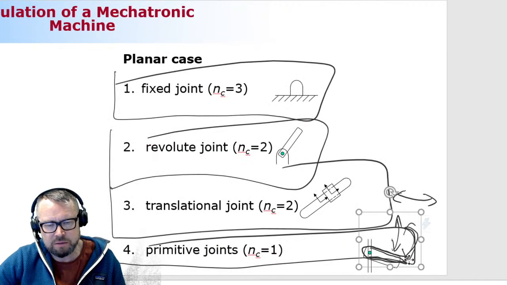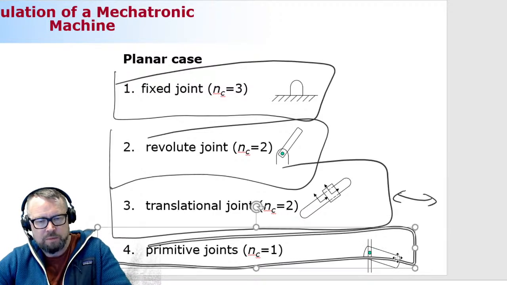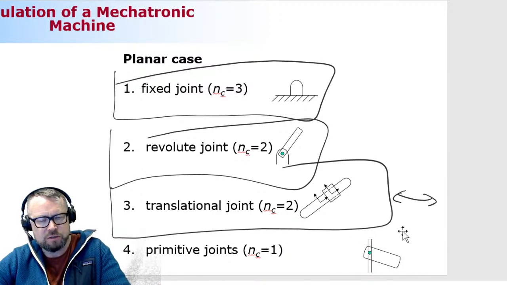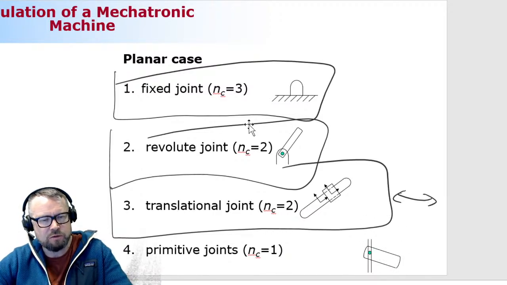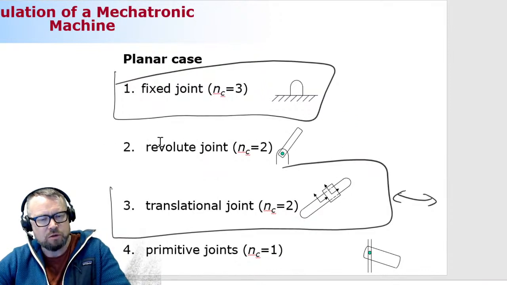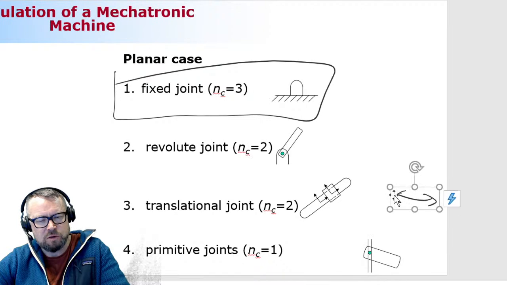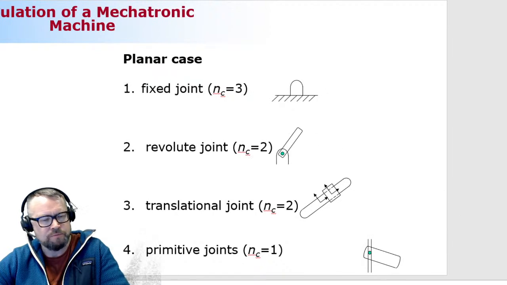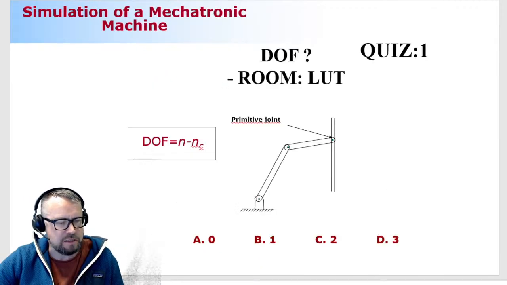Sorry, it's a mess. Let me make it a bit clearer. You need to take a look at the fact that there is a revolute joint. A revolute joint needs 2 constraint equations. And then there is a primitive joint. A primitive joint needs 1 constraint equation. All right, so let's go back to this assignment.